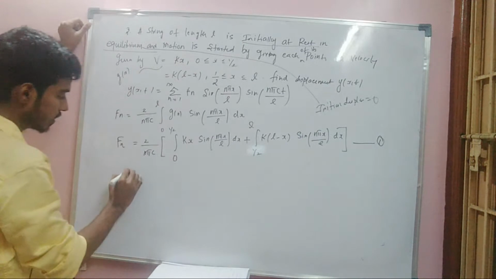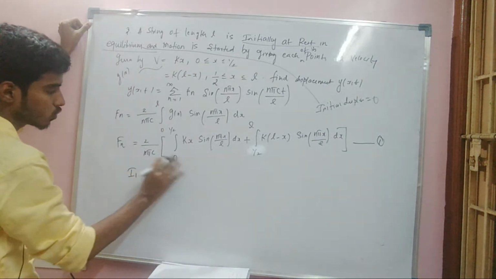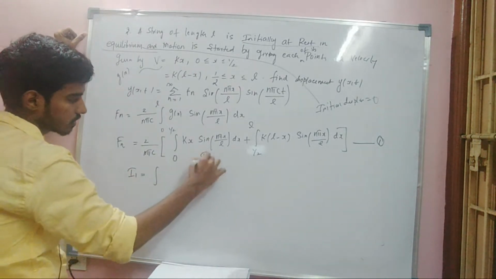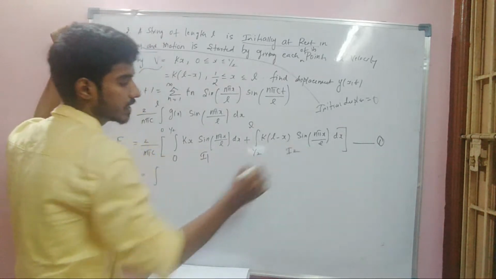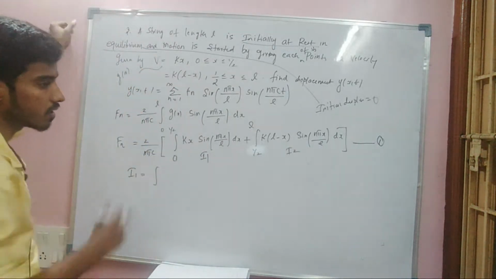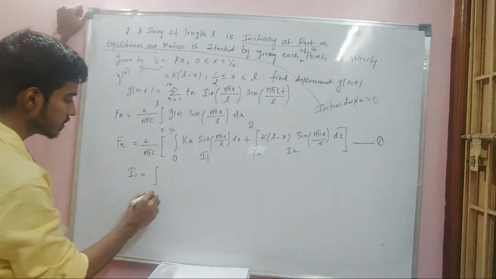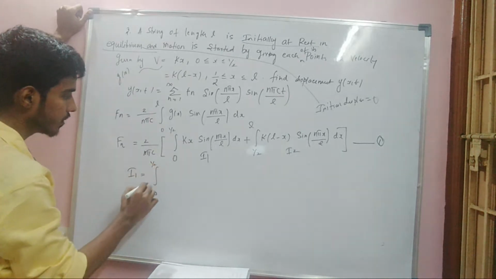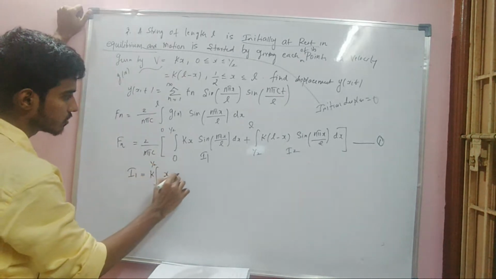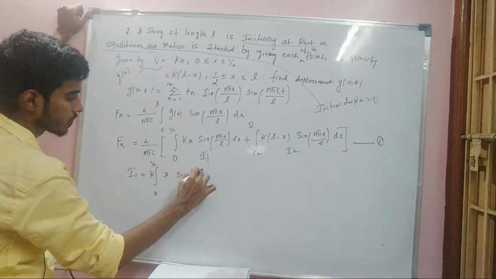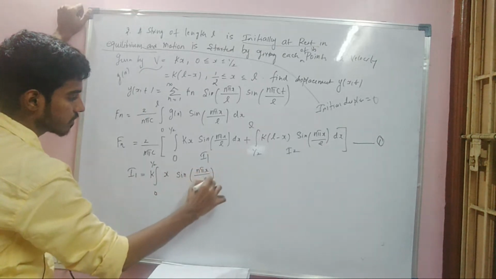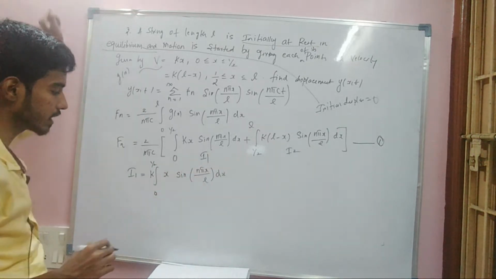Let us consider this integral to be I1 and this to be I2. We will find I1 and I2, and then substitute here. So our I1 is the integral from 0 to 1/2. I can take k outside, so x times sin(nπx/L) dx. We have to integrate this.